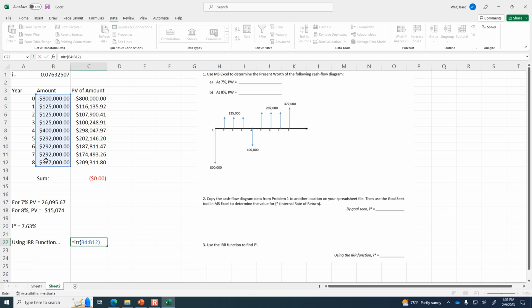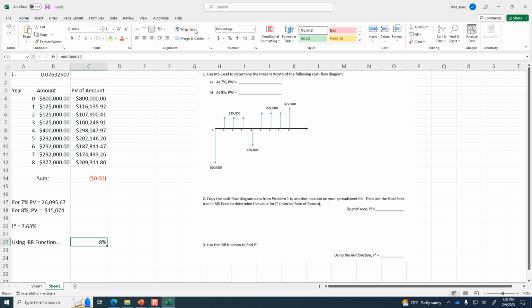It's going to automatically return, if we increase the accuracy here to show more digits on the percentage, that same 7.632507, same as we calculated the other way. It gives me 8%. Yeah, you just need to show more digits. Okay, so that's internal rate of return. Any questions about the first problem?